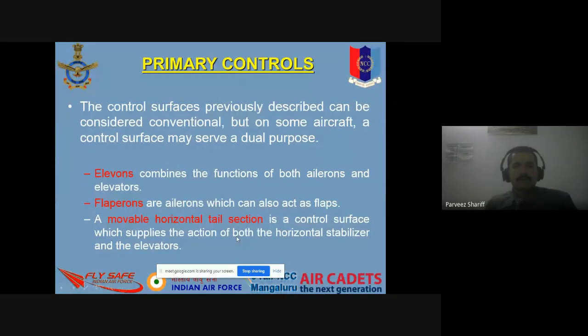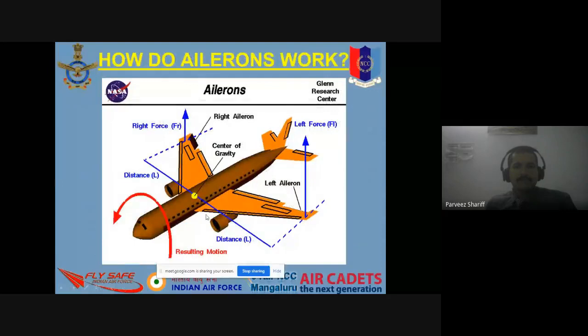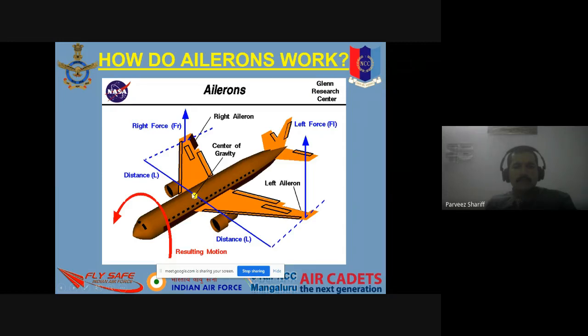A movable horizontal tail section is a control surface which supplies the action to both the horizontal stabilizer and the elevators. Now here you can see the movement of the aircraft. Basically, here the aileron function is depicted. The blue line you see here over this center point, we call it the CG, the center of gravity of this aircraft.